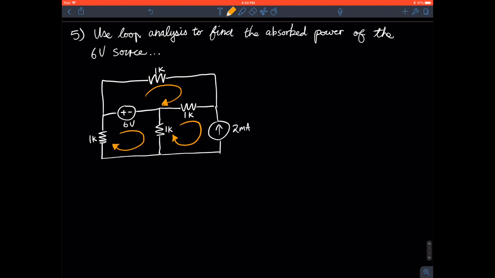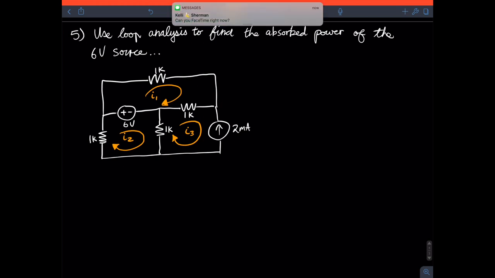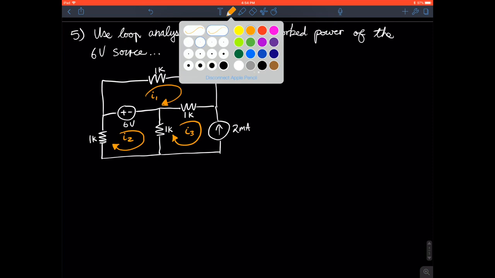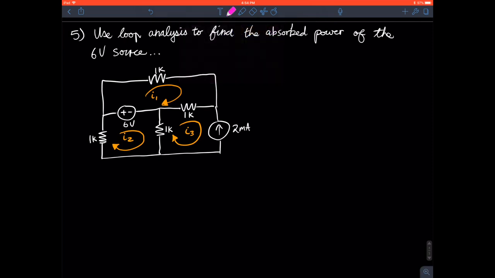So we'll go ahead and label these. We'll call that one I1, this one I2, and I3. You need as many equations as you have unknowns. Sometimes you can simplify things a little bit, but I'm going to keep it a little more complicated, so we're going to end up with a 3x3 matrix.